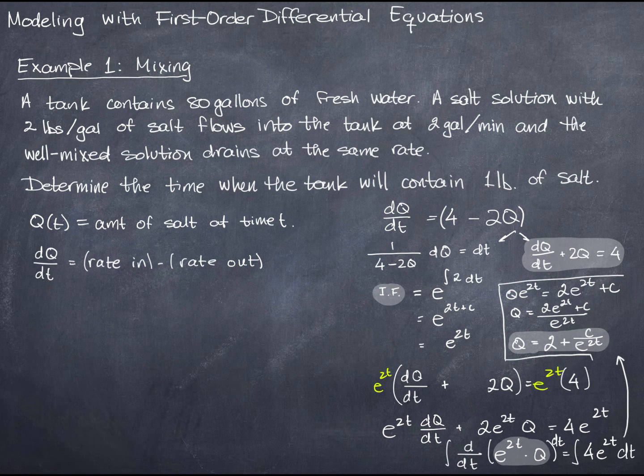We've used this radian to create our equation, so I can erase that as well. And then I'm going to rewrite my answer, my equation here: Q of t equals 2 plus c over e to the 2t. Now, in this case, I do care about the c, because the reason I didn't care about it here was because I was using an integrating factor.